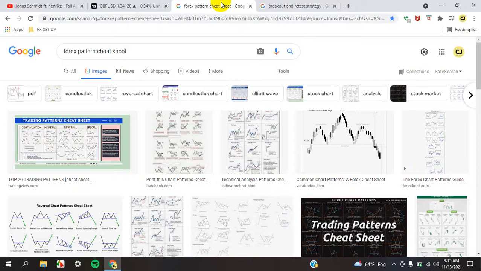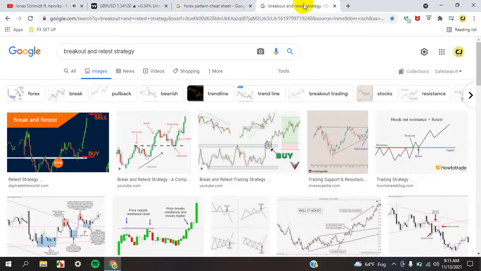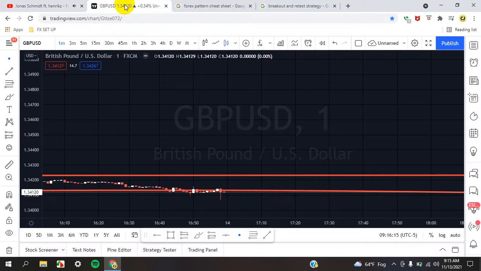All right, very important information, guys. Please review and study the Forex pattern cheat sheet to understand market direction after a pattern's formed. Please review and study the breakout and retest strategy: when the market is at a resistance or a support, what will happen in the market?